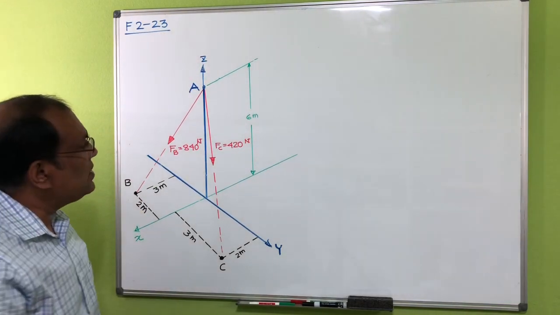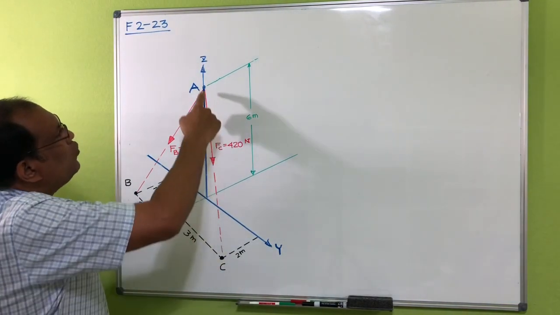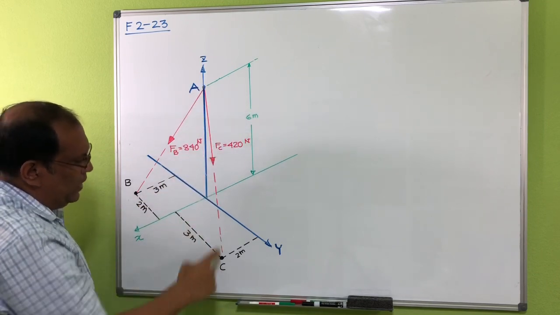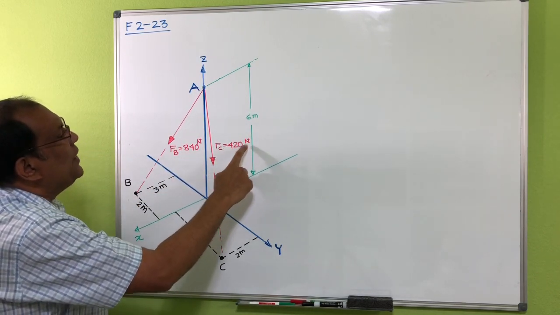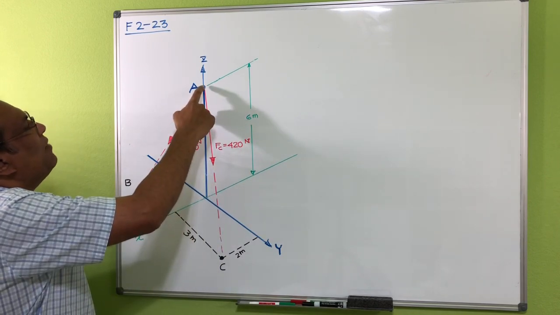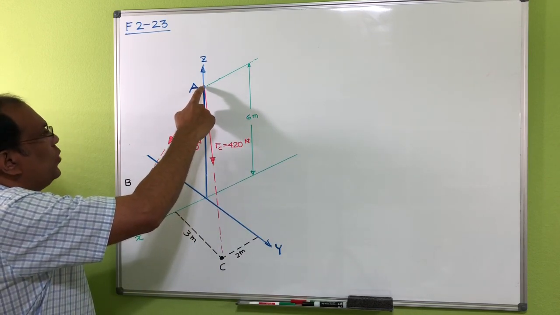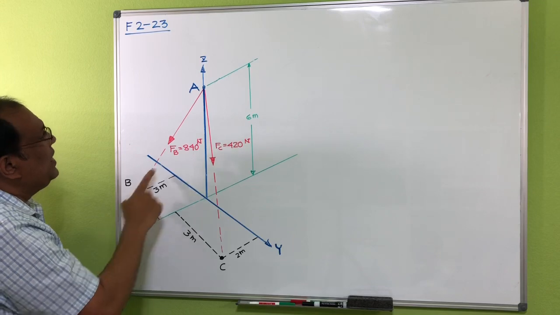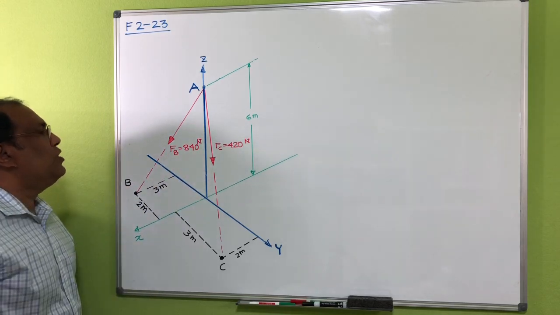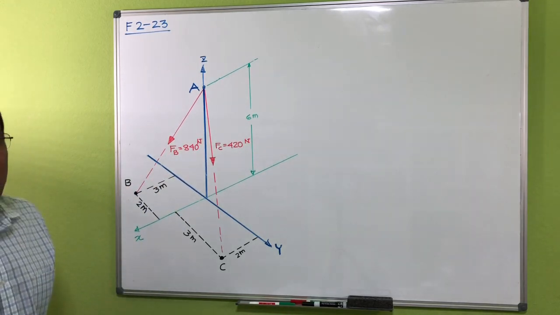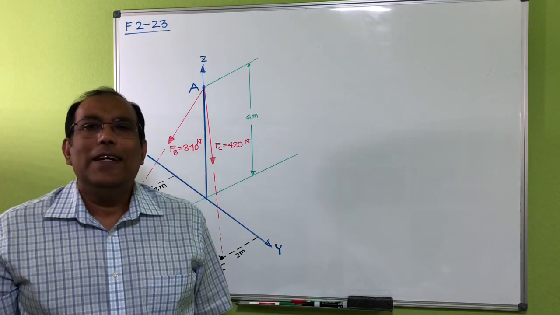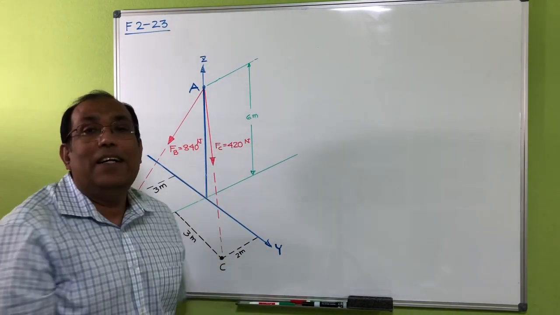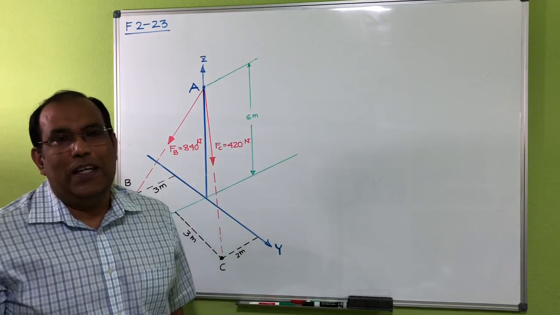To do that I'm going to show you the problem from F2-23. You can see I have two forces here, one from A to C, and the magnitude of that force is 420 Newton, and then I have another force working from A to B, and the magnitude of that force is 840 Newton. Now I have to find out the resultant of these two forces.